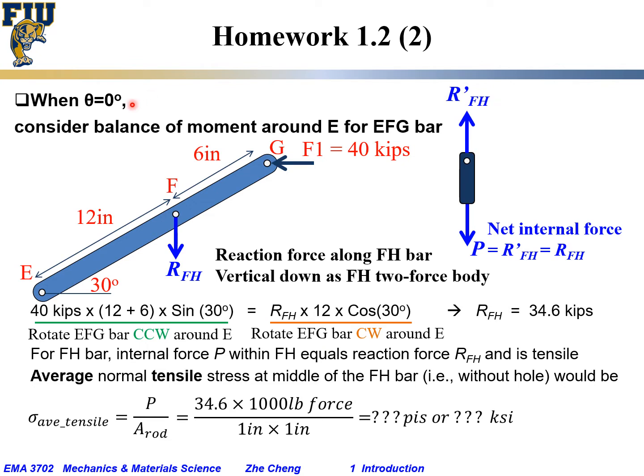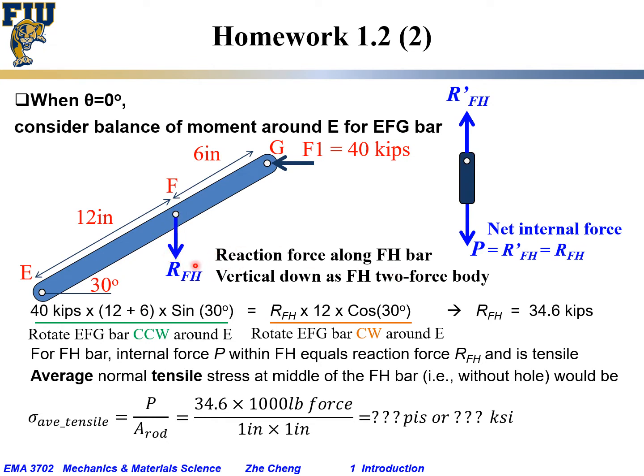Let's first look at the situation when theta equals 0, which means the force F1 is pushing horizontally leftward at G. So to do this, we can consider the balance of moment around E for the EFG bar. If we consider the balance of moment, we don't have to consider whatever force is at E. Then we would have a horizontal force pushing towards the left, and then a vertical force, let's assume it's going down, exerted by FH at point F. Why is it exactly vertical?